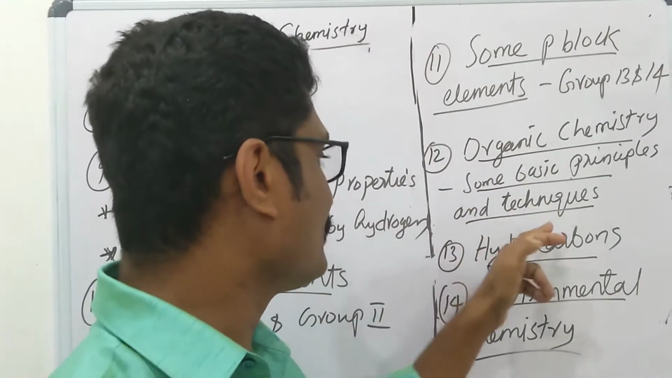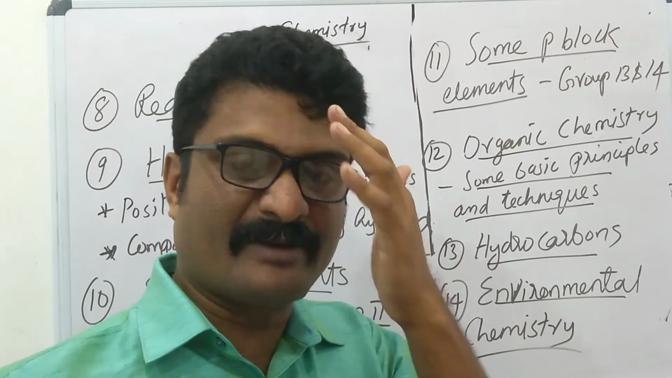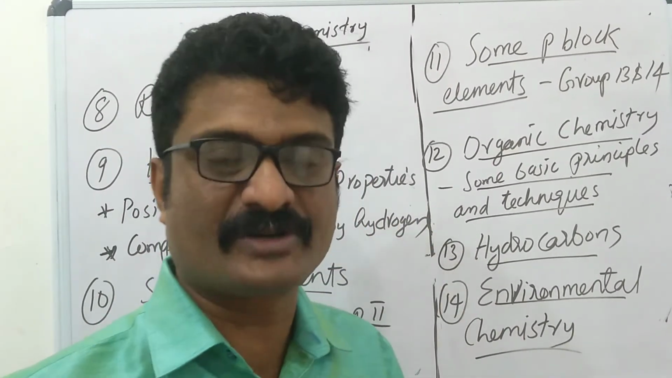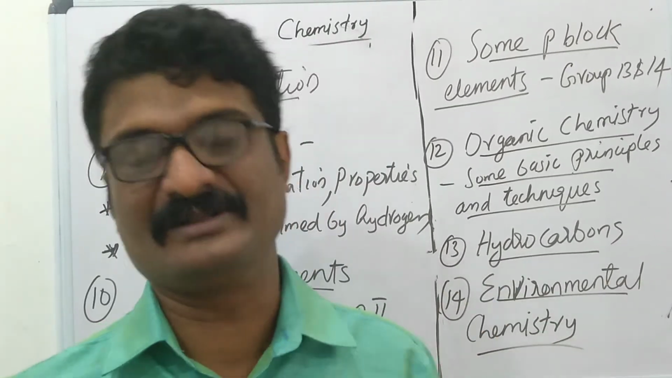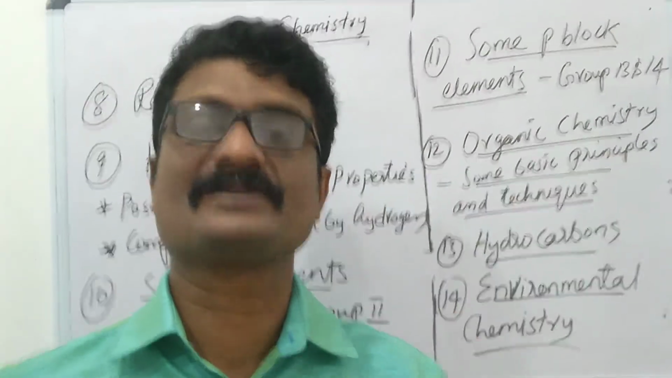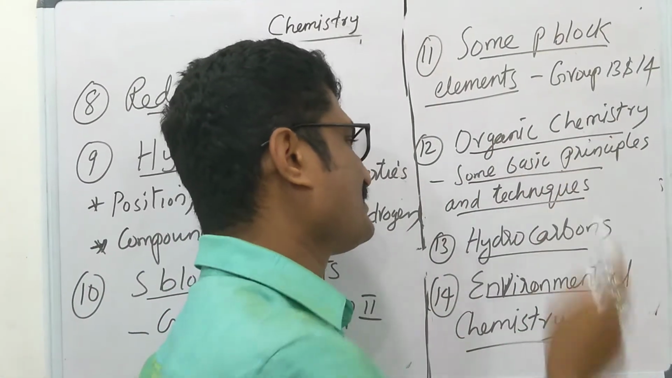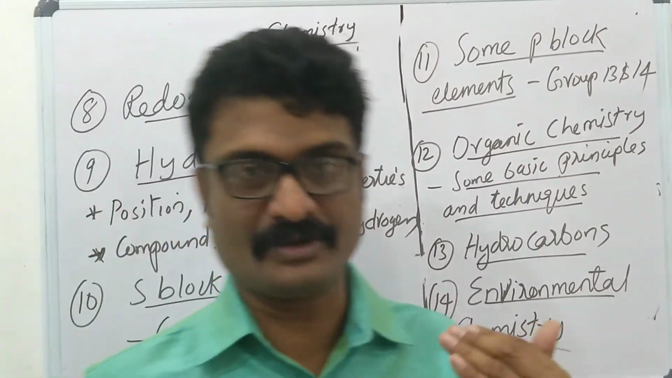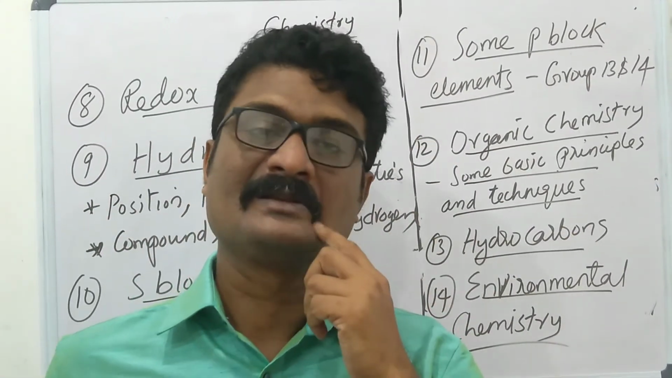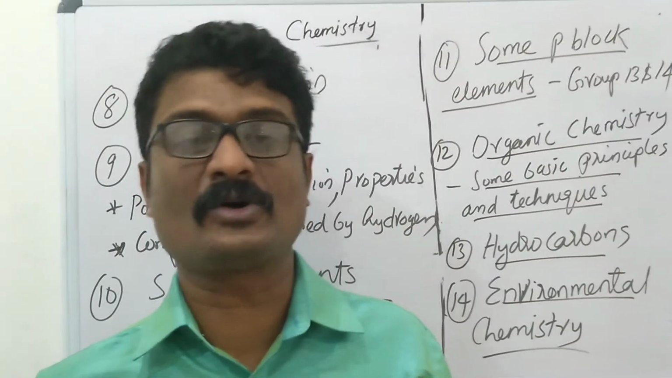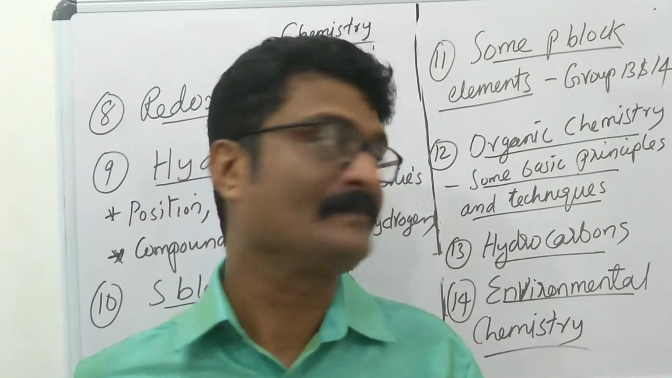Then the next two chapters belong to organic chemistry. Organic chemistry is a very important branch of chemistry. It's the branch of chemistry which deals with the study of hydrocarbons and their derivatives like alcohols, aldehydes, ketones, carboxylic acids, amines, etc. Organic chemistry, some basic principles and techniques. Here you are going to study the uniqueness of carbon atom, then IUPAC naming of organic compounds, then the concept of isomerism, etc.